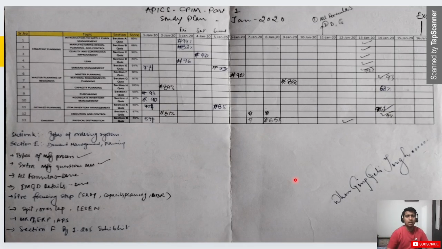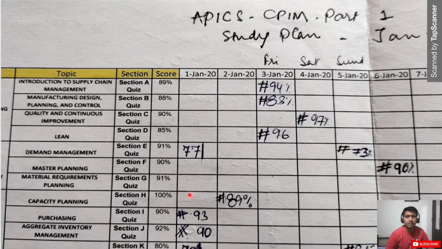80% is the passing score, and you can't miss even the small portion, or assume you are good at something but you're not. So practice properly. Wherever you are weak, revise that again. Practice those sections. That's the key for success, and that's the key for the study plan as well.